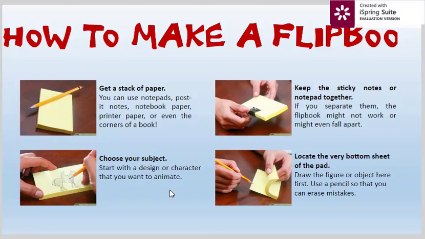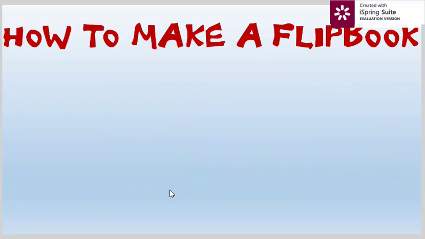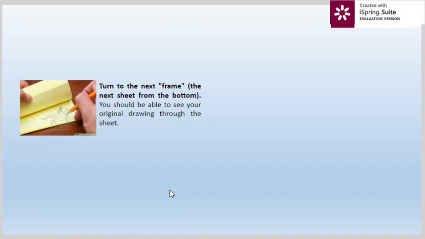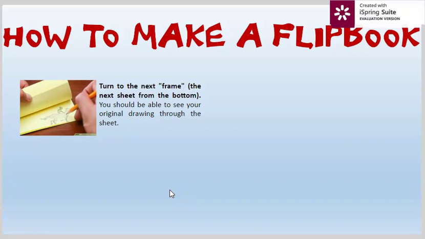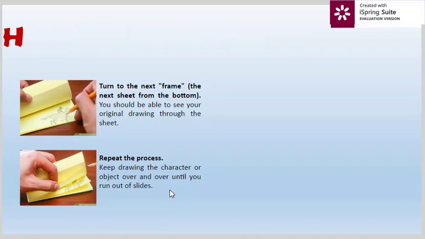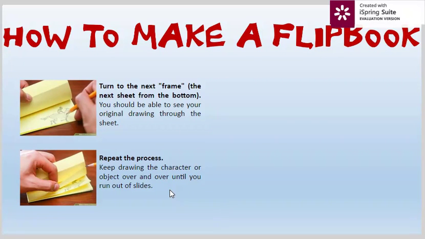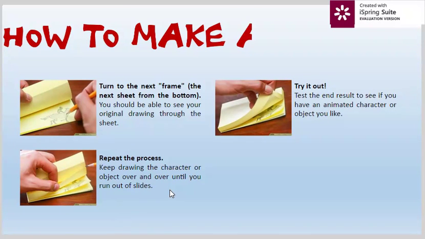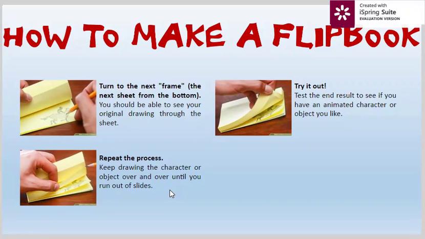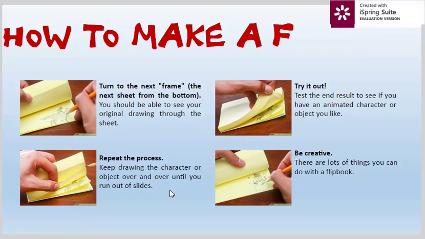Fourth, locate the very bottom sheet of the pad. Draw the figure or object here first. Use a pencil so that you can erase mistakes. Fifth, turn to the next frame, the next sheet from the bottom. You should be able to see your original drawing through the sheet. Sixth, repeat the process. Keep drawing the character or object over and over until you run out of slides. Seventh, try it out. Test the end result to see if you have an animated character or object you like. Lastly, be creative. There are a lot of things that you can do with a flipbook.